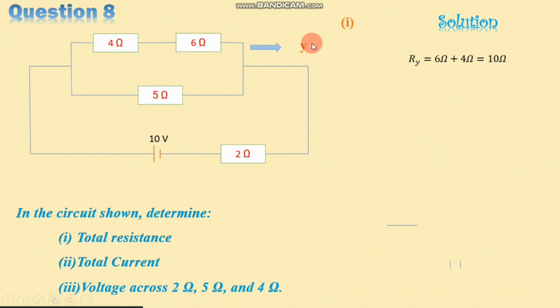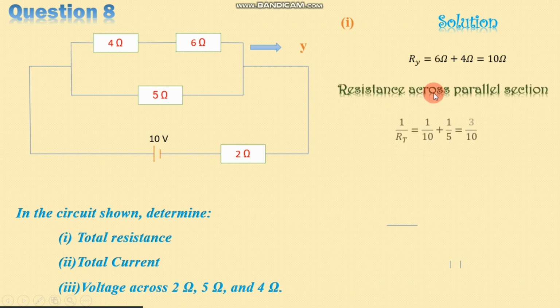So the total resistance in this section, the series part, is 6 ohms plus 4 ohms, we get 10 ohms. And the 10 ohms is in parallel to 5 ohms. So we also have another formula to calculate the total resistance when the resistors are connected in parallel, and that formula is given based on current. Now we say that the current flowing through the 4 ohm and the current flowing through the 6 ohm is the same.